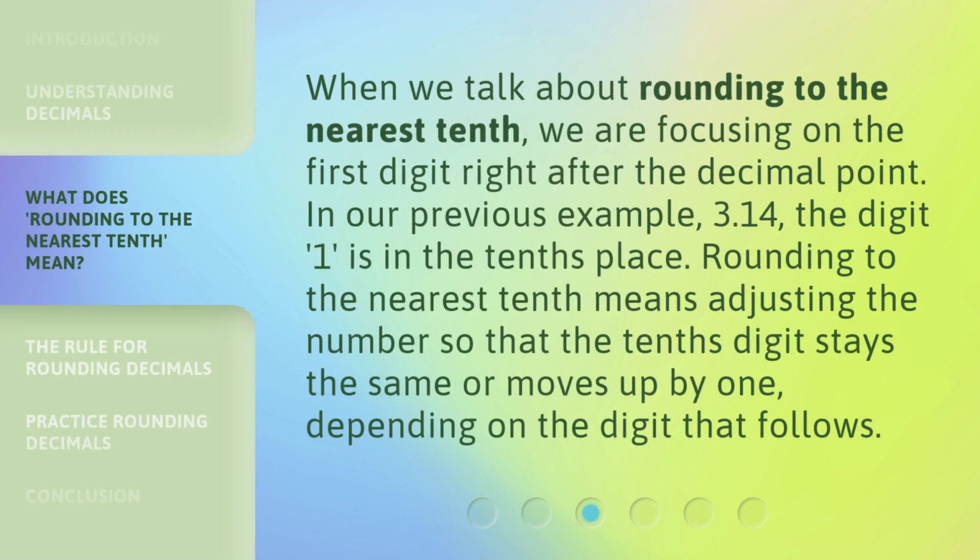When we talk about rounding to the nearest tenth, we are focusing on the first digit right after the decimal point. In our previous example, 3.14, the digit 1 is in the tenths place. Rounding to the nearest tenth means adjusting the number so that the tenths digit stays the same or moves up by 1, depending on the digit that follows.